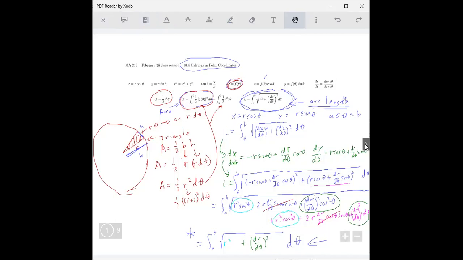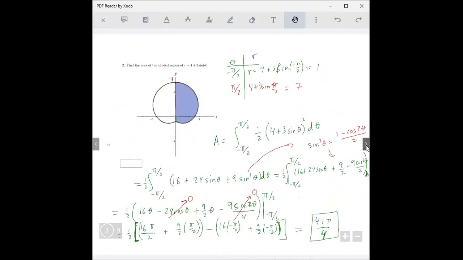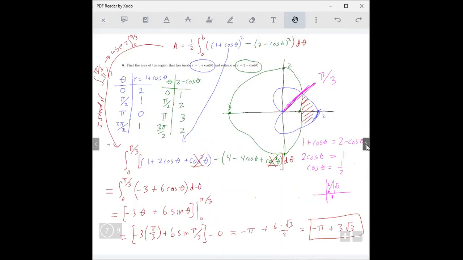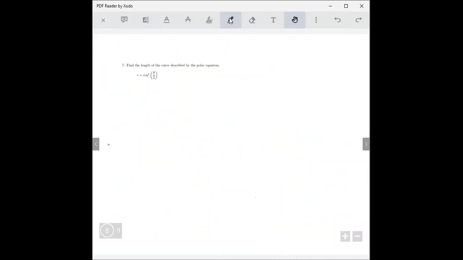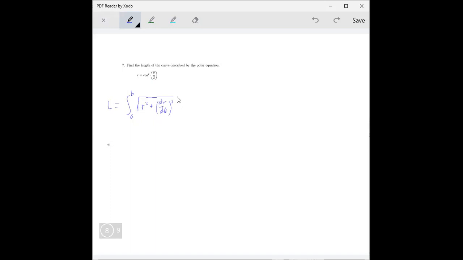Okay, so let's do this very last exercise dealing with that. So go back to number 7, which is the last exercise of the section, the arc length. So what the arc length said was it's going to be the integral from a to b of the square root of r squared plus (dr/d theta) squared, d theta. And here's our r right here.